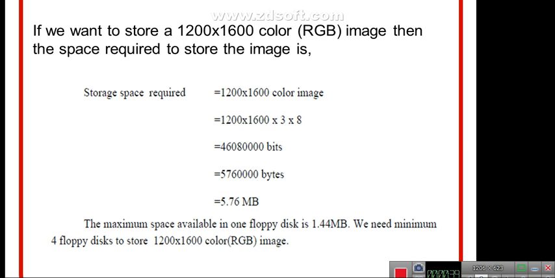For example, if we want to store a 1200 x 1600 color image, the space required to store the image is 1200 x 1600. The color image is represented by 3 primary colors, so it is multiplied by 3. Each pixel is represented by 8 bits, so multiplied by 8. The total storage space required for storing a 1200 x 1600 color image is 5.76 megabytes.